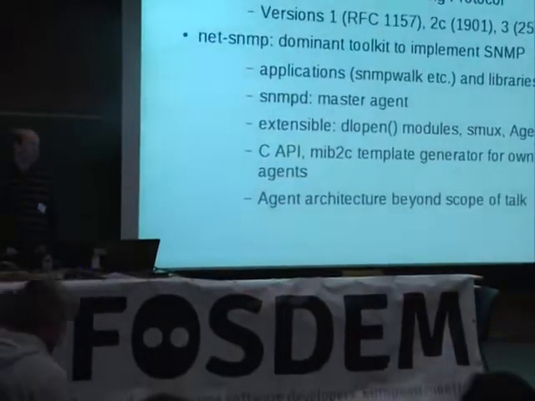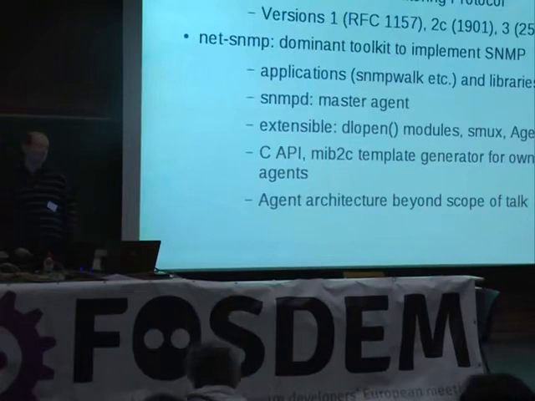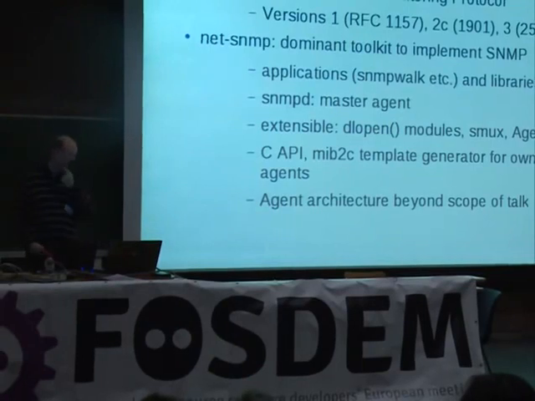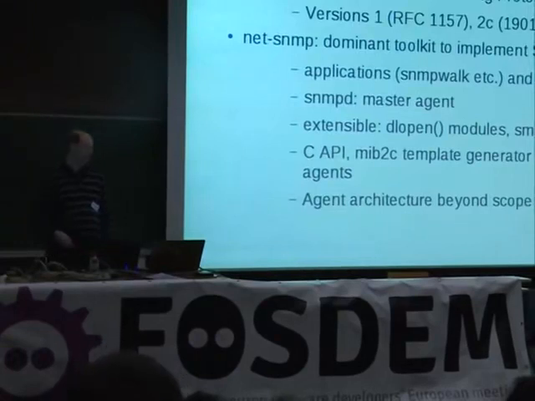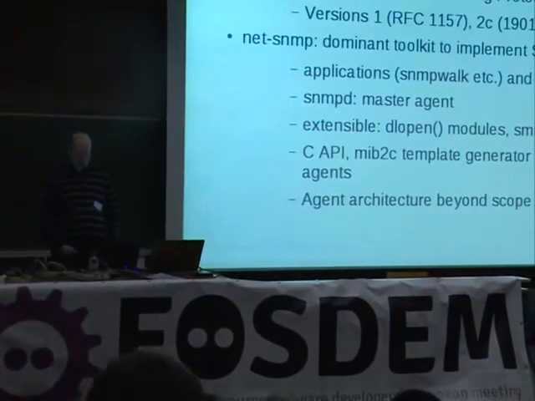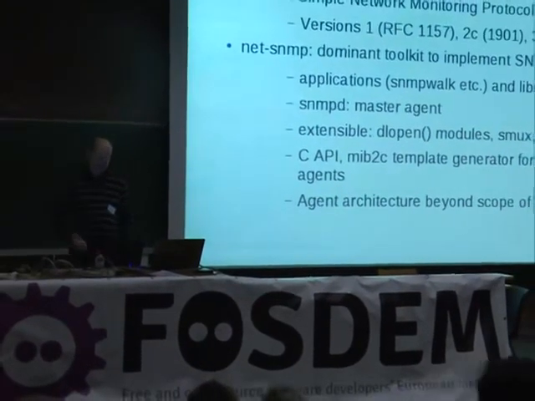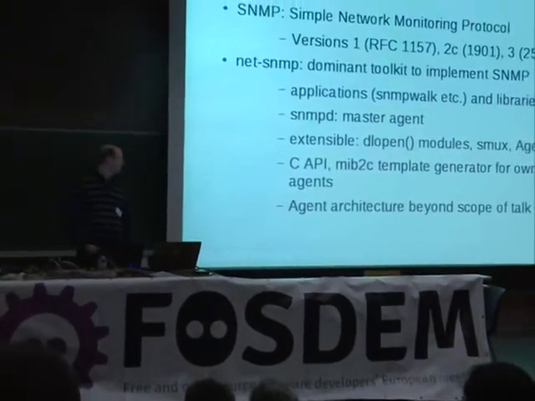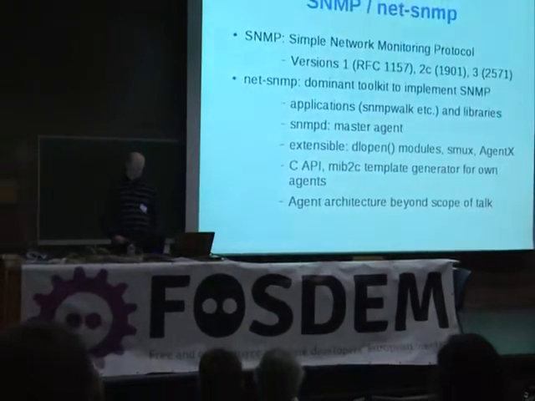netsnmp is, as probably everybody knows, the dominant toolkit to implement SNMP on Unix. Basically it's applications, snmpwalk and other command line applications mostly, and libraries. It's got a master agent, snmpd. It's extensible. You can write modules in C, which are included via the dlopen system call. And it's got some other extension mechanisms as well, AgentX in particular.